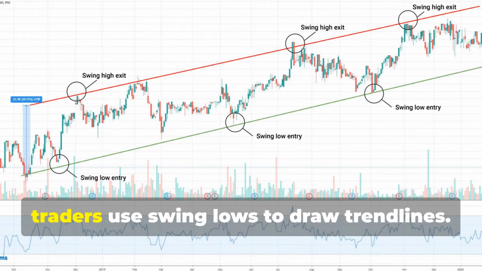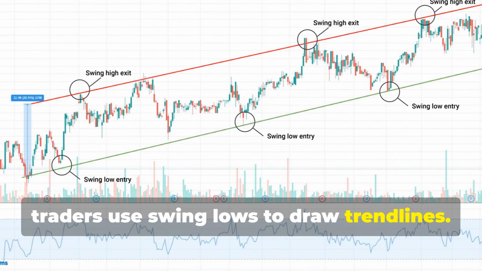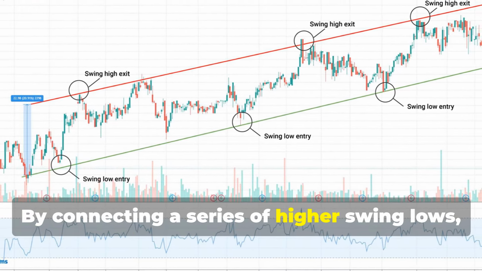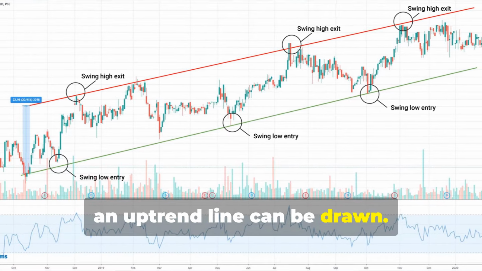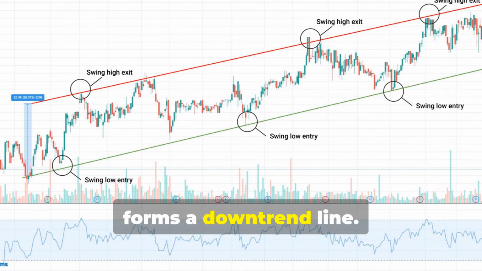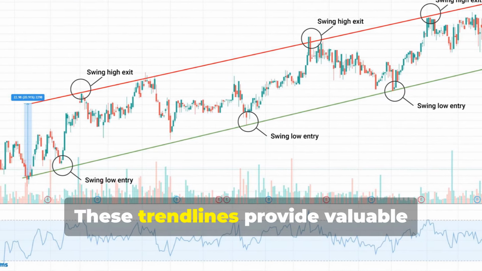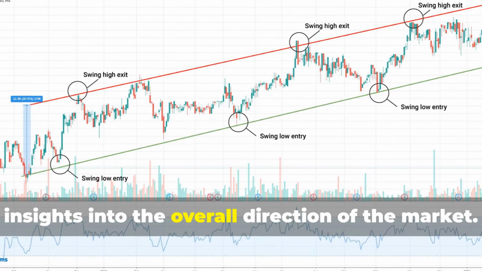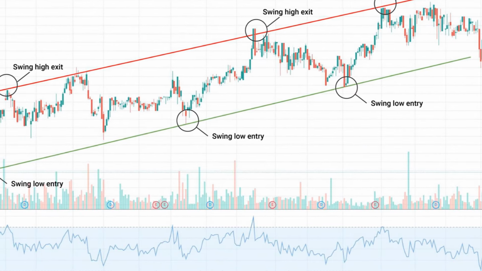Just like swing highs, traders use swing lows to draw trend lines. By connecting a series of higher swing lows, an uptrend line can be drawn. Conversely, connecting a series of lower swing lows forms a downtrend line. These trend lines provide valuable insights into the overall direction of the market.